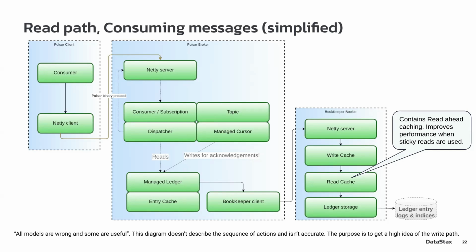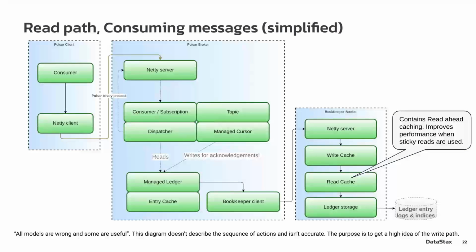But for this optimization to be effective, this requires sticky reads, and that's something that is enabled by default in Pulsar. But that requires settings where the ensemble size and the write quorum size are equal, and this isn't documented in Apache Pulsar, or it wasn't documented before. I've recently submitted a pull request to add documentation of that.